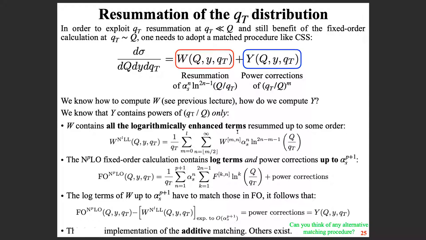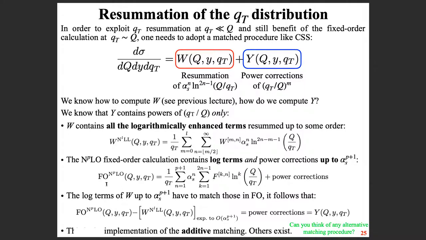Here I just want to sketch how Y is computed, one of the possible ways of computing it. What we know is that Y has to contain only powers of QT over Q. So how do we derive Y? Let's start with W. We know that this contains all the logarithmically enhanced terms summed to all powers of alpha S. The structure looks like this: for each power of alpha S, you have a log. Then depending on the logarithmic accuracy, you have this parameter m. You can take, for instance, m equals zero, which is the leading log, and then you have all the leading log terms to all orders in alpha S. On the other hand, we have the fixed order calculation, say at N^p leading order. This calculation contains all the log terms and all the power corrections up to some power in alpha S, p plus one. This is the structure of the calculation: the logarithmically enhanced terms plus power corrections.